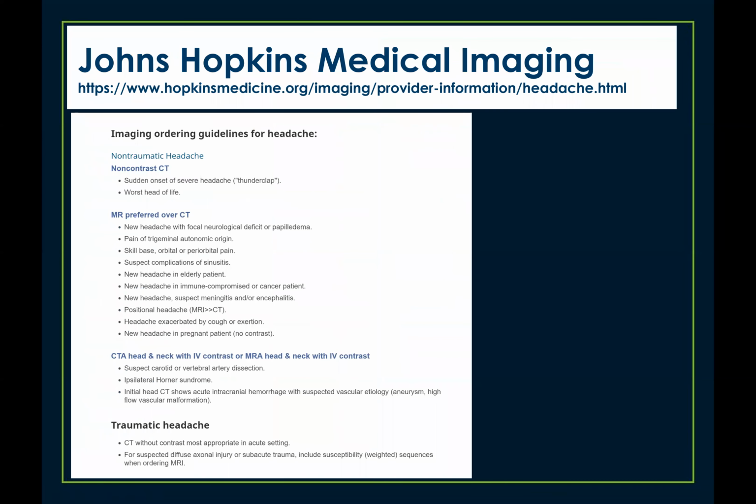Another good resource is the Johns Hopkins Medical Imaging website for provider information. They have a list of different imaging modalities and the indications below. For example, if we have a headache and we suspect carotid or vertebral artery dissection, ipsilateral Horner syndrome, or we have initial head CT showing intracranial hemorrhage, which is suspicious for a vascular etiology, either an aneurysm or a vascular malformation, we should then have a CTA head and neck with contrast or an MRA head and neck with contrast.